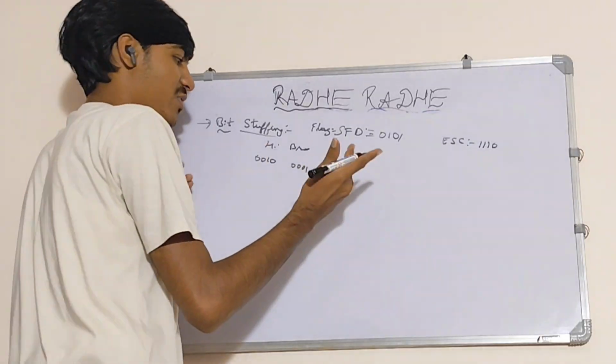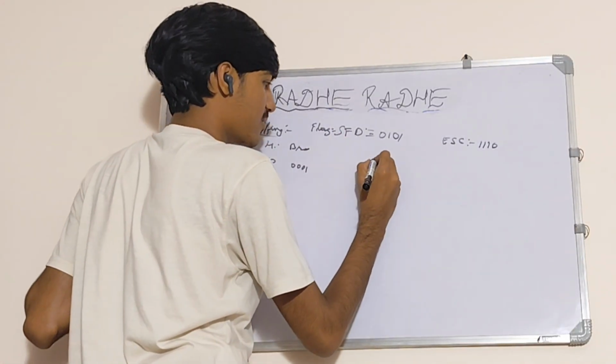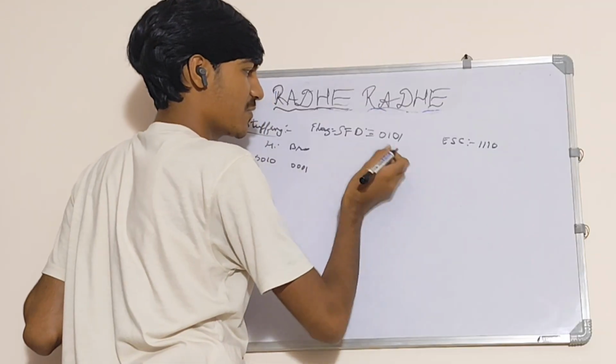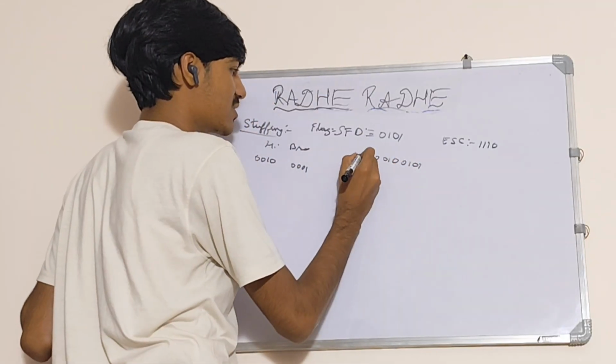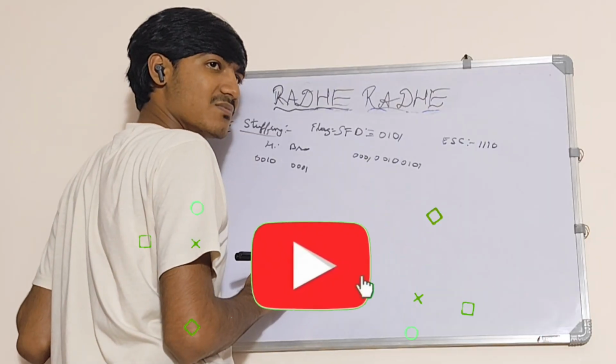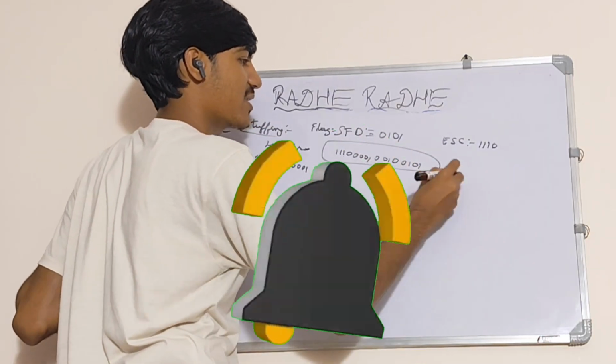Now this data will be sent as, okay, first "hi" will be sent, next "bro" will be sent. So 0010 comes here. Before that the start frame delimiter 0101, and then comes this "bro" 0001, and then comes this escape bit 1110. This will be sent to the receiver.